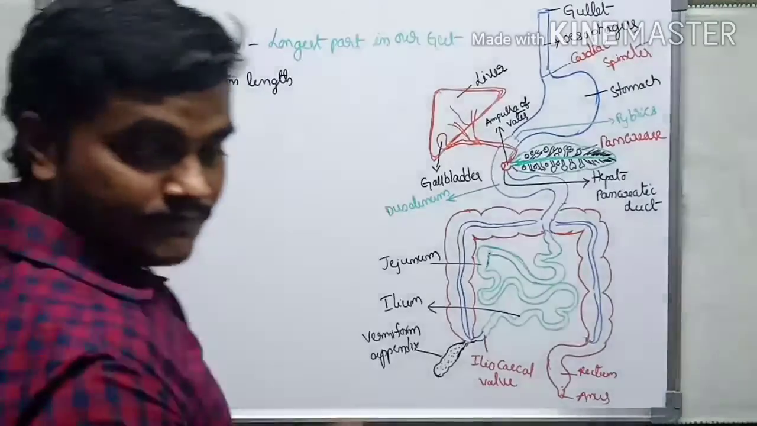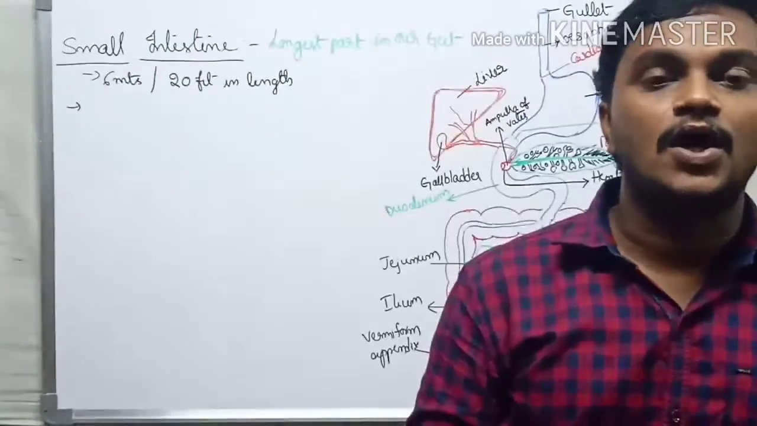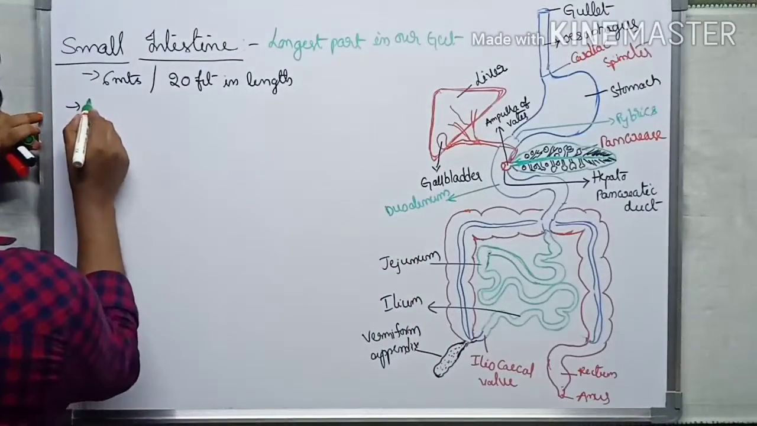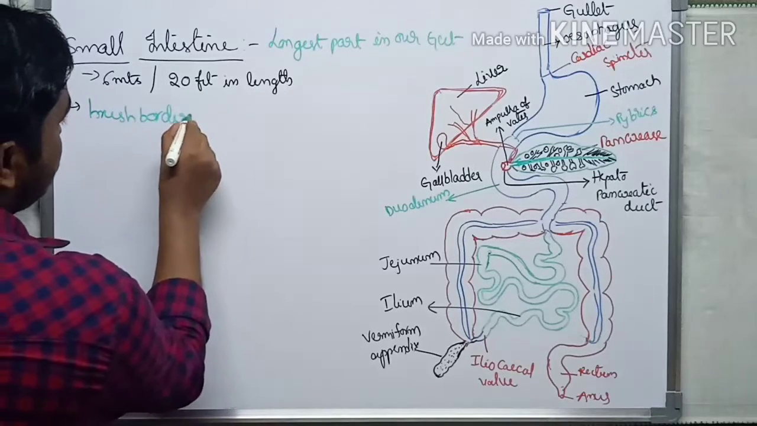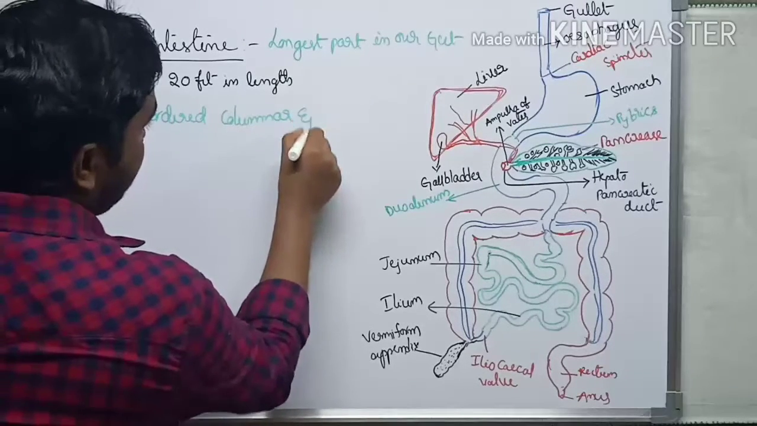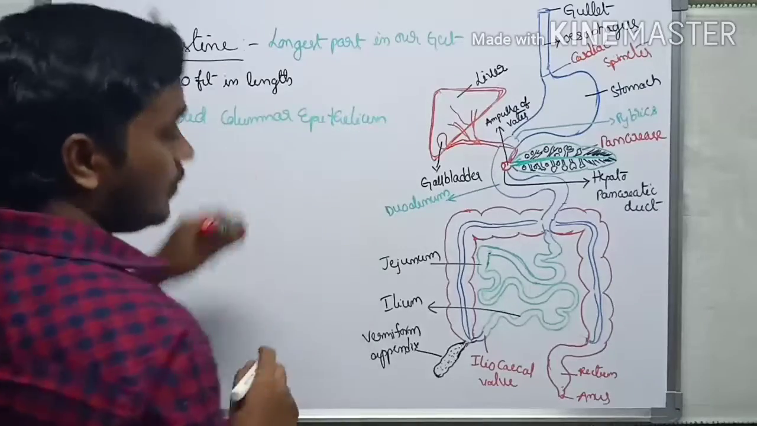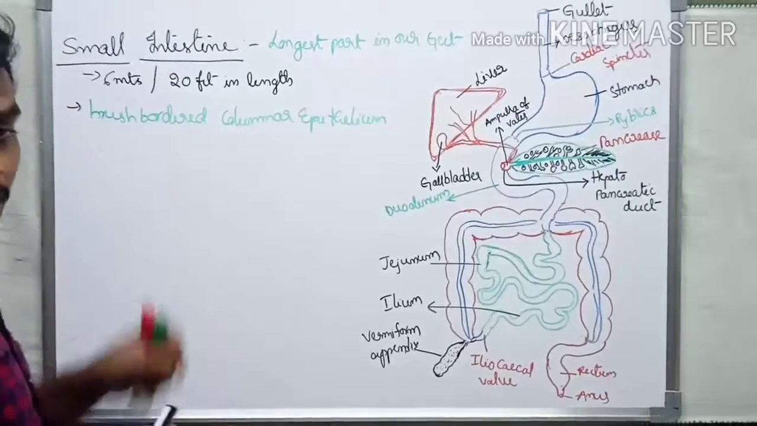The epithelium that covers the small intestine is a brush-bordered columnar epithelium. The small intestine is lined with brush-bordered columnar epithelium. So the epithelium of the small intestine is a columnar epithelium, and it has some brush border cells. So the cells are columnar cells.